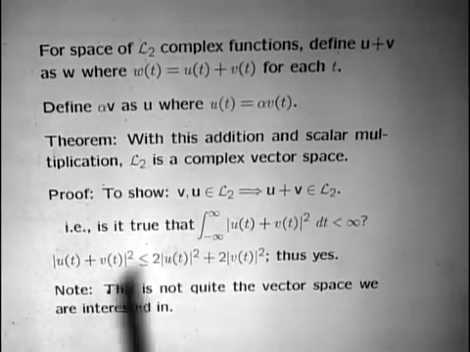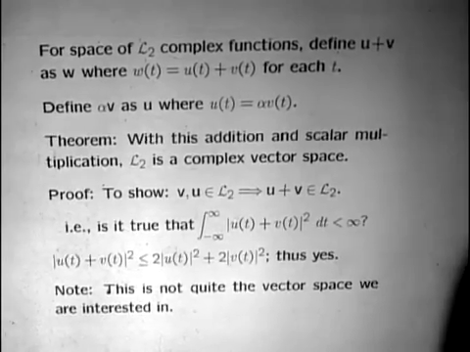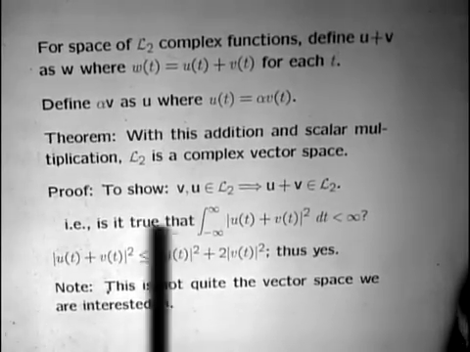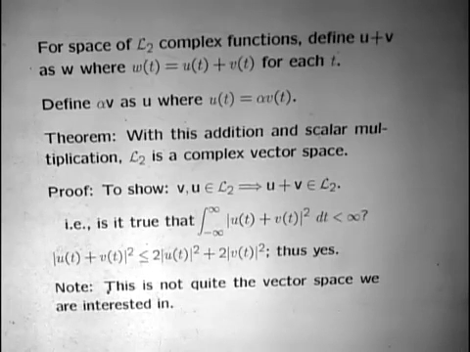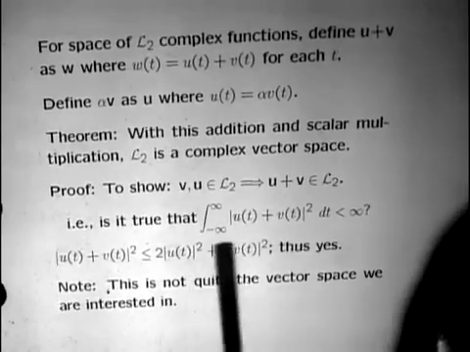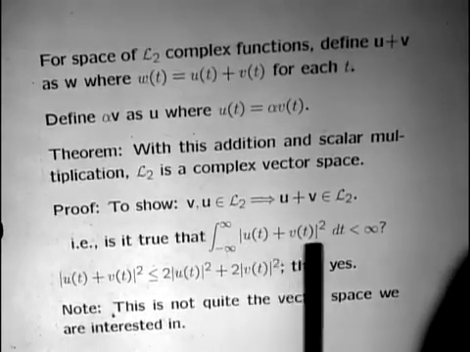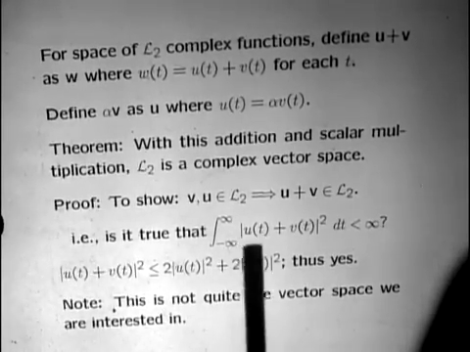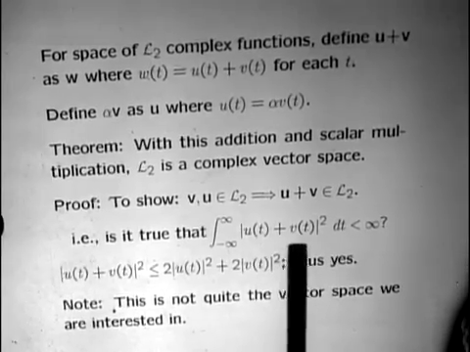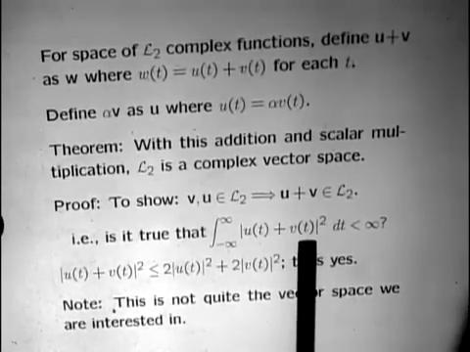There's only one of those axioms which is a bit questionable, and that is when you add up two functions which are square integrable, is the sum going to be square integrable also? Well, you nod and say yes, but it's worthwhile proving it once in your lives. So the question is, is this function here less than infinity if the integral of u of t squared and the integral of v of t squared are both finite?